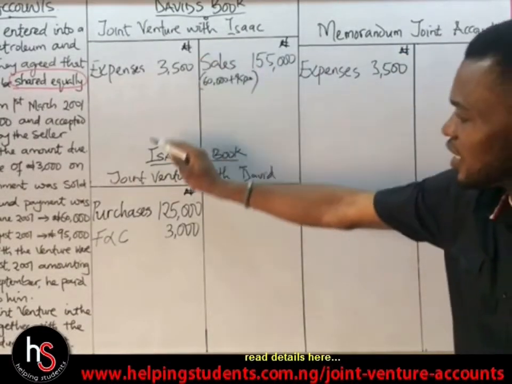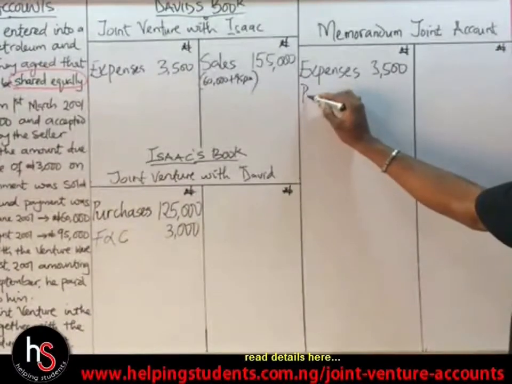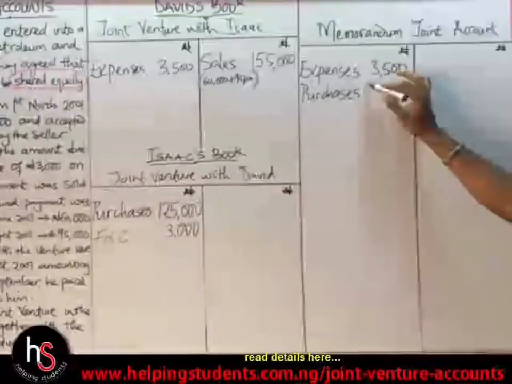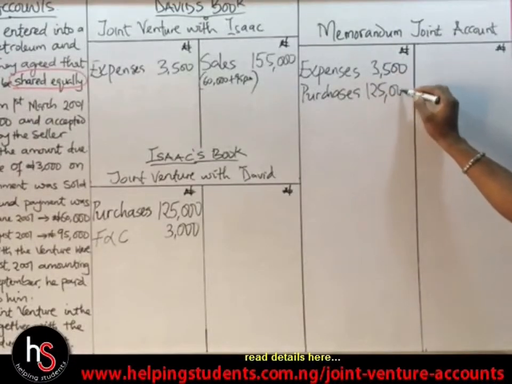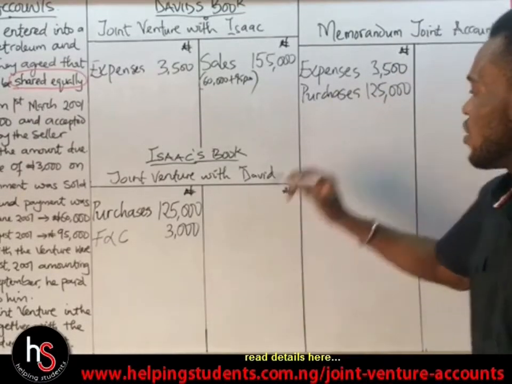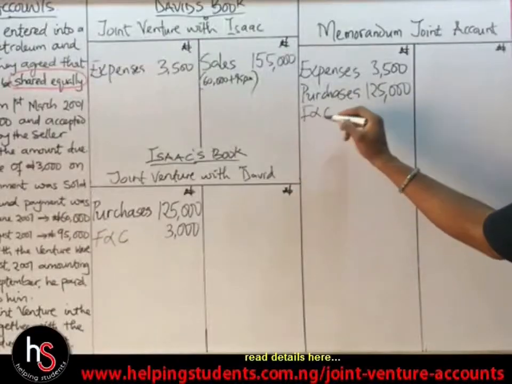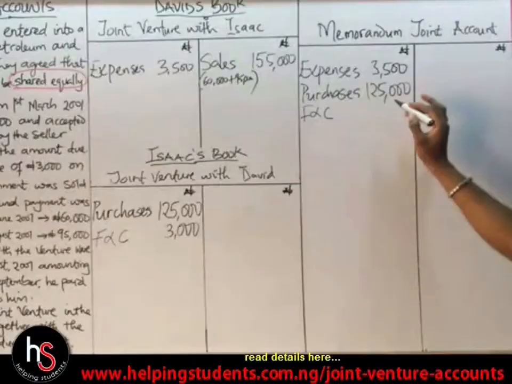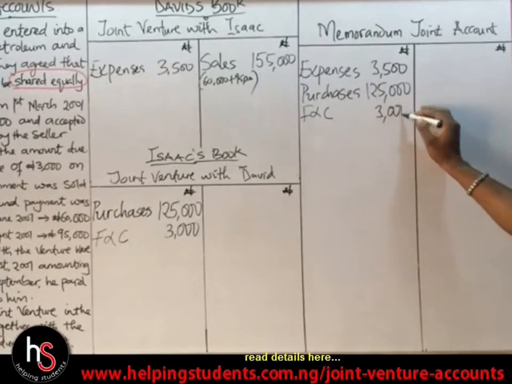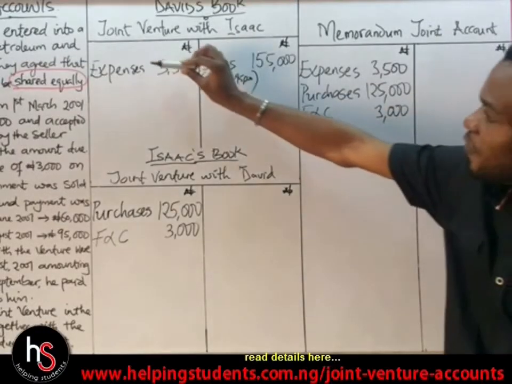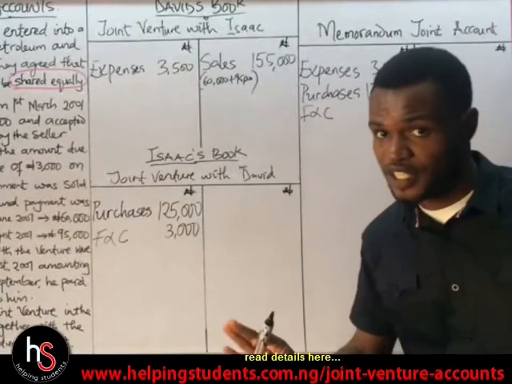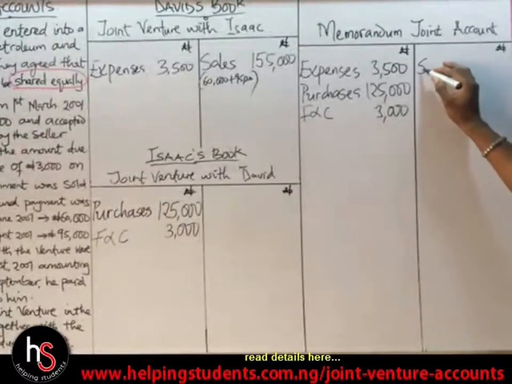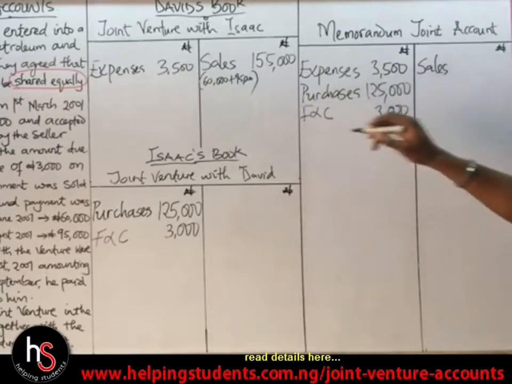So the expenses is how much? 3,500. And what is the next thing we have? Purchases. And the purchases is how much? 125,000. We have F and C, which was the freight and carriage expenses, amounting to 3,000. So, is there any other thing we have on the debit side? No entry. Now we'll come over to the credit side. We have sales. And how much is the sales?